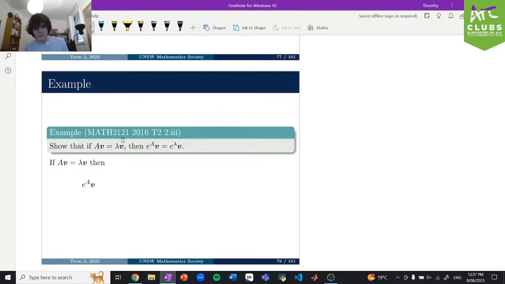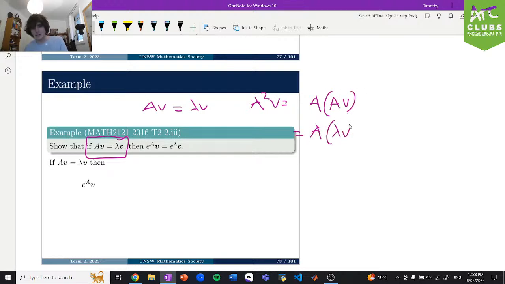First of all, you may notice if AV is equal to lambda V, that means that V is an eigenvector of A with eigenvalue lambda, which is really cool. A useful result from this is that A squared V is equal to A times AV, which is equal to A times lambda V, which is equal to lambda times AV, which is equal to lambda squared V.